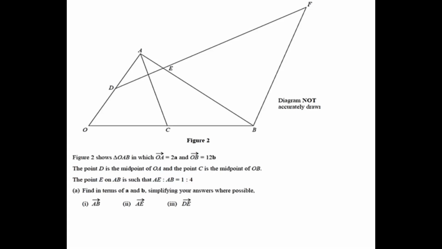So I got a question right here. Figure shows triangle OAB in which OA is equal to 2a, OB is equal to 12b, and the point D is the midpoint of OA and the point C is the midpoint of OB. The point E on AB is such that AE to AB is 1:4. Find in terms of a and b, simplifying your answer where possible.